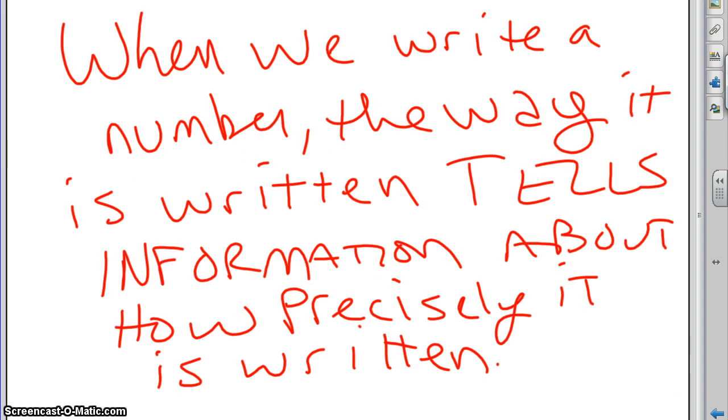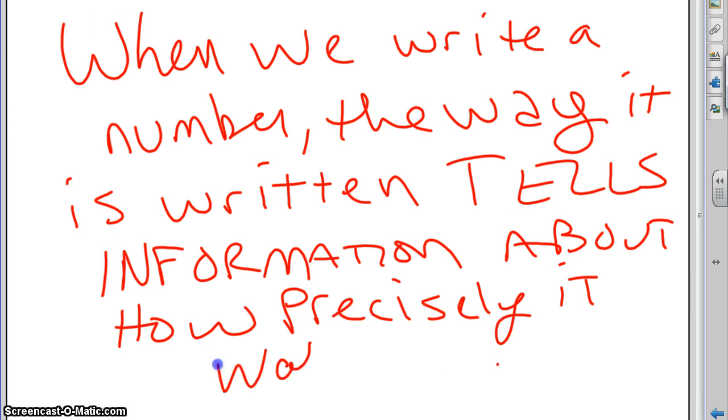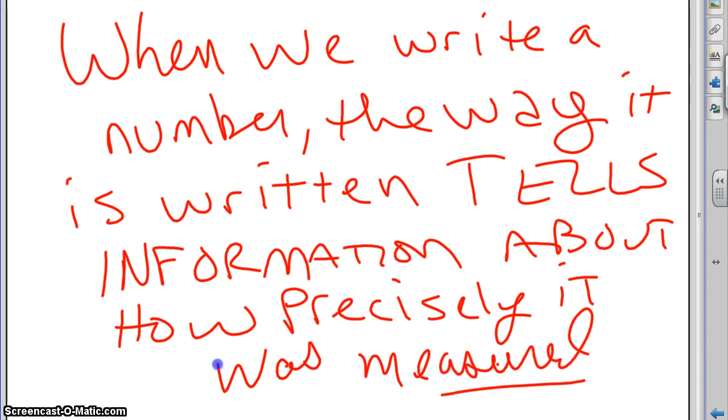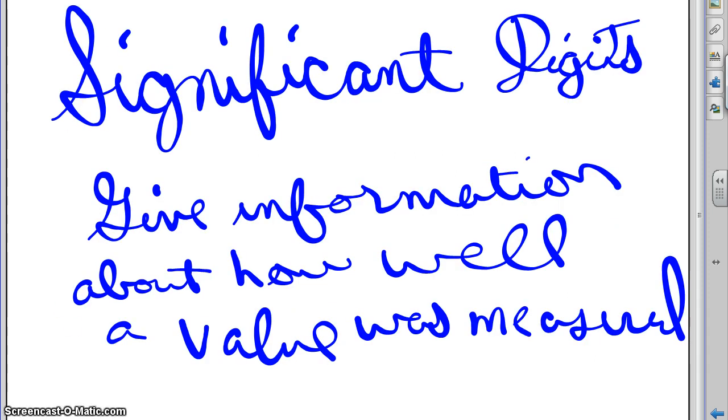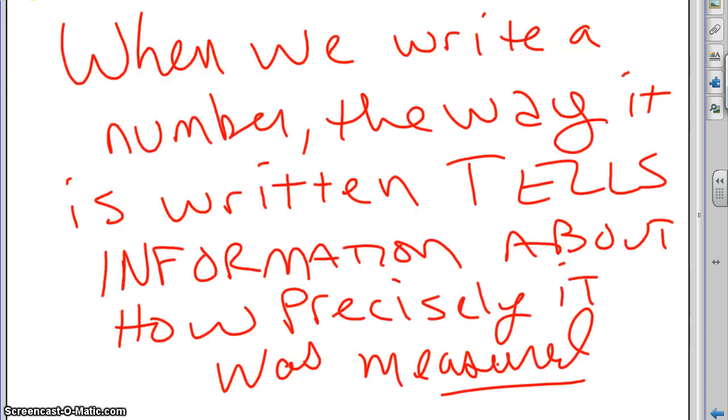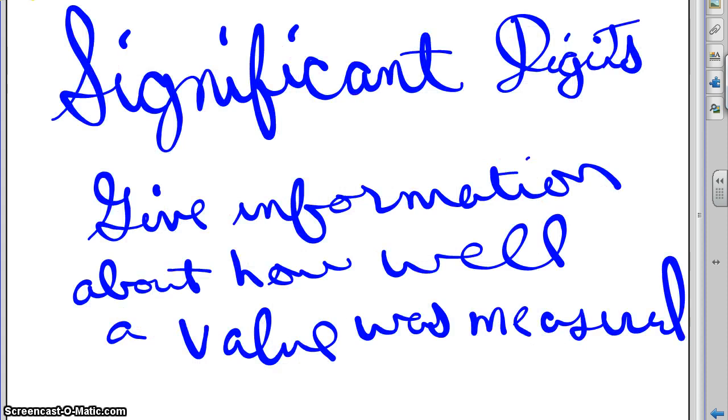So we have to remember, as we did last time, that when we write a number, the way it is written tells information about how precisely it is measured. A little mistake there. I'd go back and fix it, but, you know, I'm kind of ghetto. So, what do I mean by that? Well, let's look over here. They give information about how well a value was measured.